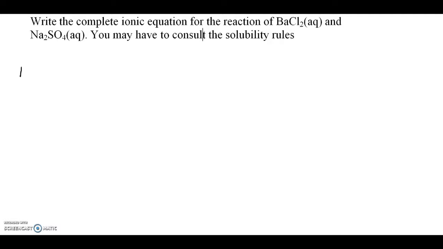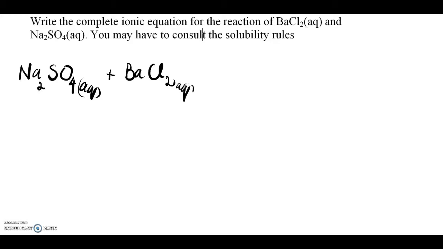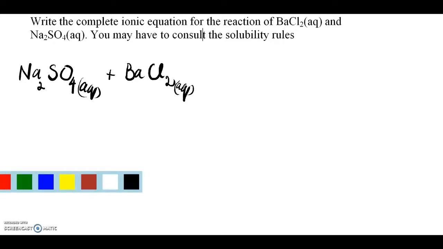You have a reactant Na2SO4 in this equation, and you have BaCl2 in this equation. As state symbols are not given, and as you know all sodium salts are soluble, you have to write here aqueous. In a similar way, all chloride salts are soluble except the salts of heavy metals, so barium chloride is also soluble.